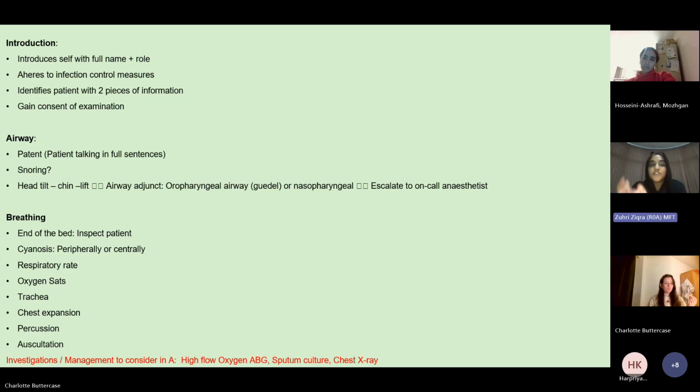Do your end of the bed examination, check for cyanosis, do your respiratory rate, oxygen sats, check if the trachea is central, go in for chest expansion, percuss, and then auscultate as well. If we just load the next parts, thank you. Yeah, and then in breathing, consider for investigation chest x-ray, ABGs are the main thing. Put them on high flow oxygen if their sats are low. Sputum culture you could do. I don't think it's an urgent thing that you have to send there and then in an emergency situation.